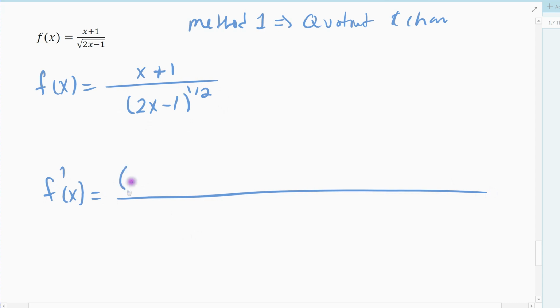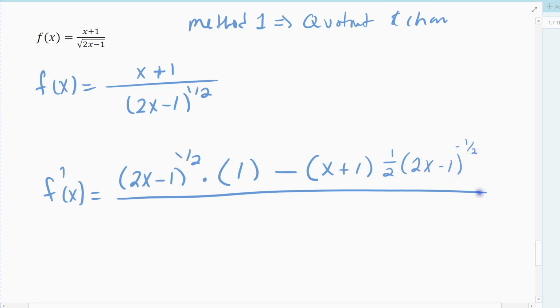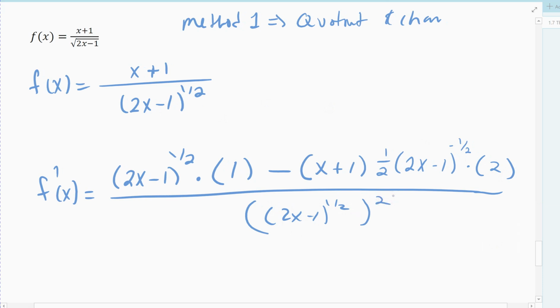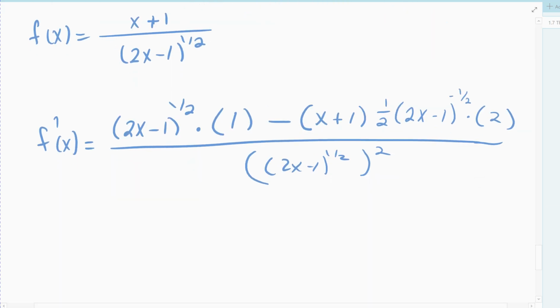Alright, so first is the low function, 2x minus 1 to the 1/2, times the derivative of the high, which is a nice derivative, it's just 1, minus the high. Make sure you put parentheses because it's minus the whole top function. The derivative of the low, which is going to require my chain rule, so let's pull out my 1/2, raise it to 1 degree less, which would be the negative 1/2. Not done yet. Remember, that's just the outside. Take it times the derivative of the inside. Derivative of the inside is 2. And then it's that whole thing squared, the denominator squared.